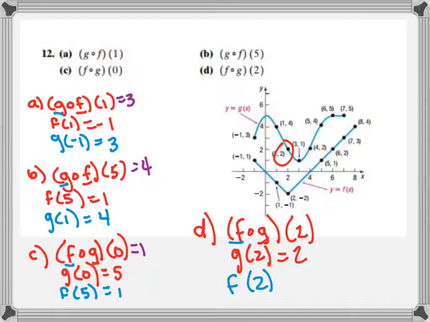On the graph of f, let's find the point where x equals 2, and the y value there is negative 2. So f of g of 2 is negative 2.